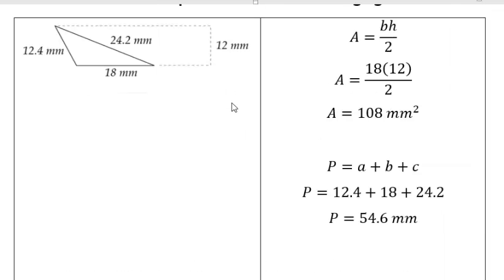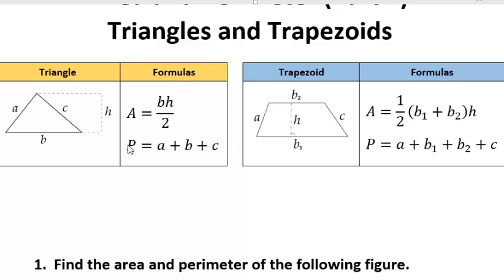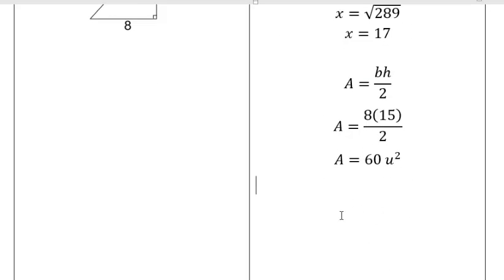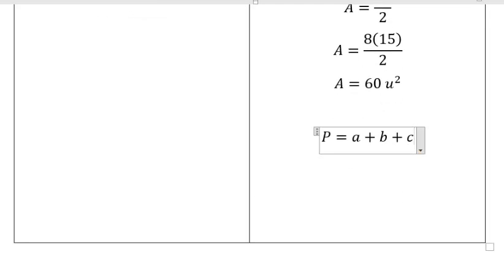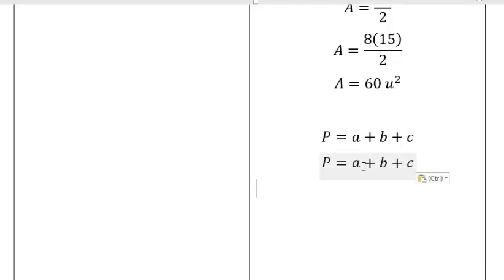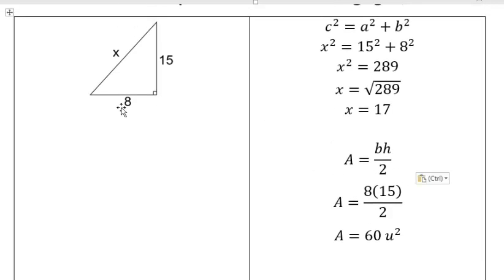Perimeter. Now we're going to find the perimeter. To find the perimeter, we need to add the three sides of the triangle. The formula for perimeter will be a plus b plus c. Those sides will be 8, 15, and this one is 17. Remember, we found it. So 8 plus 15 plus 17.